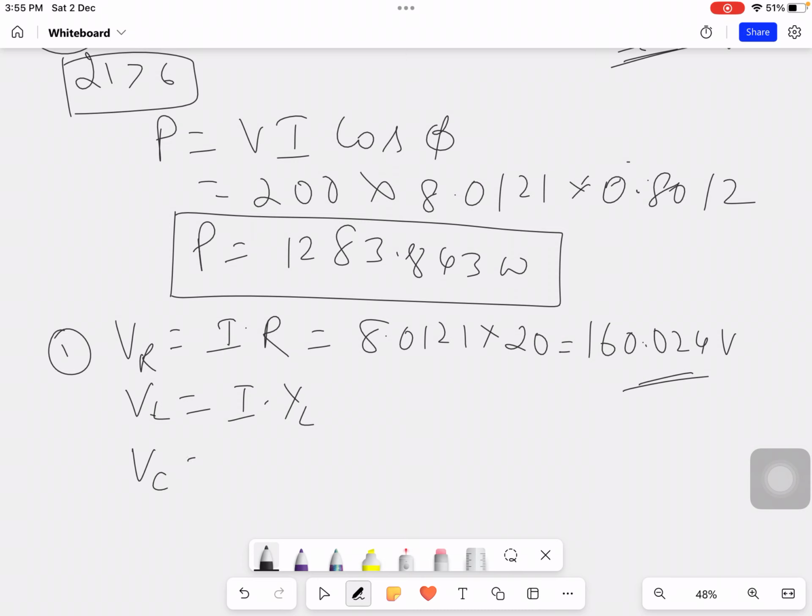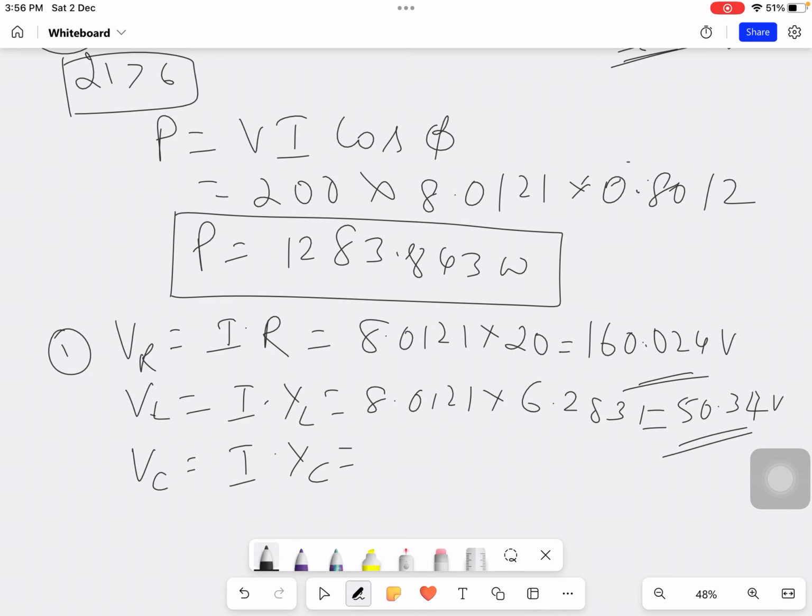Similarly, a drop across capacitor is VC. That is given by I into XC. We are already calculating all those things. So current is same, 8.0121 into XL value is how much? 6.2831 already calculated. So you will get around 50.34 volts.